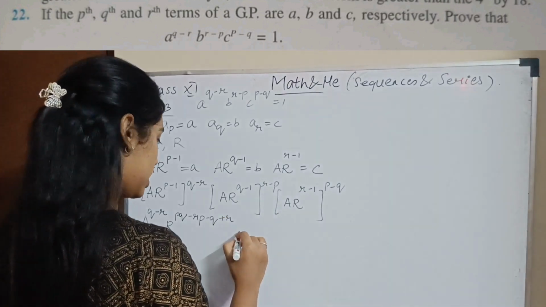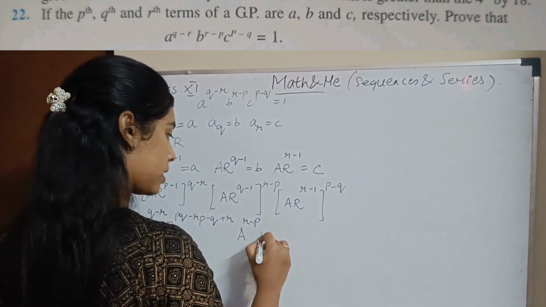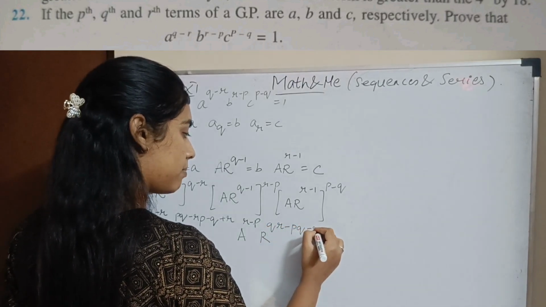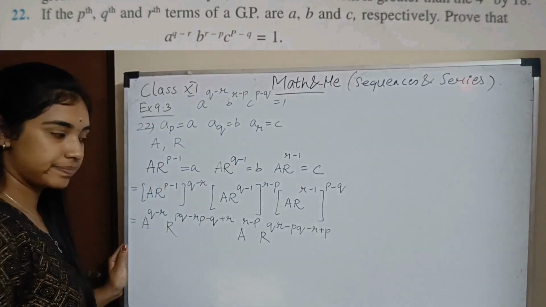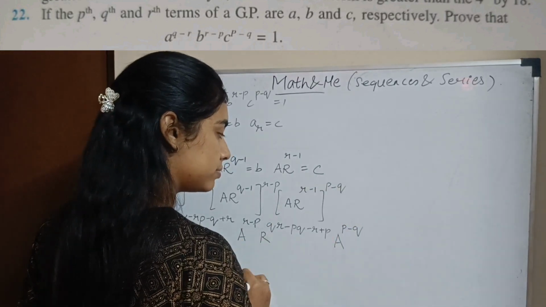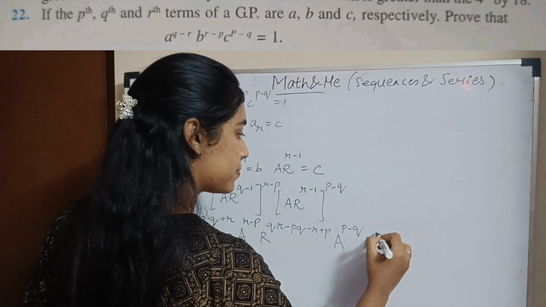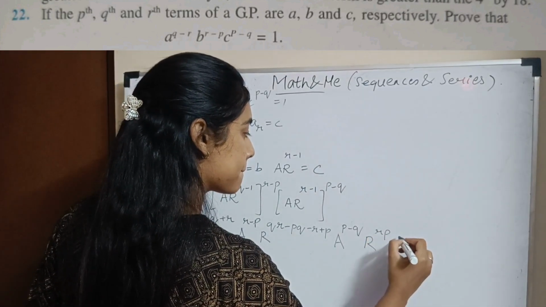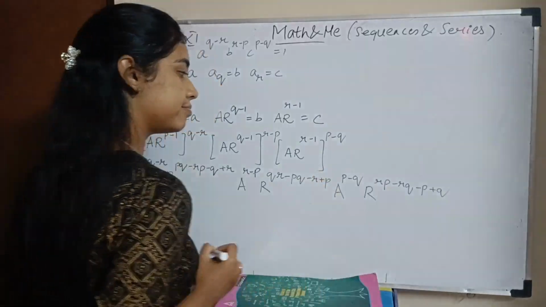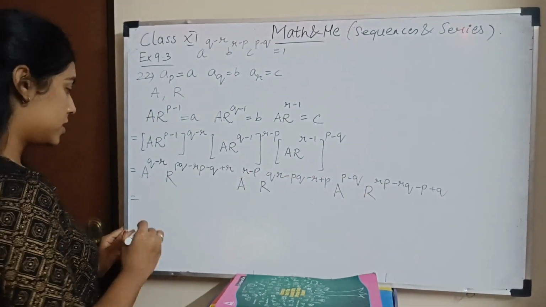So what do I have? A to the power r minus p, R to the power qr minus pq minus r plus p. Again, for the third term, A to the power p minus q, R to the power rp minus rq minus p plus q. Okay? So what do I have? I'm going to consolidate all the powers of A. So what do I have?